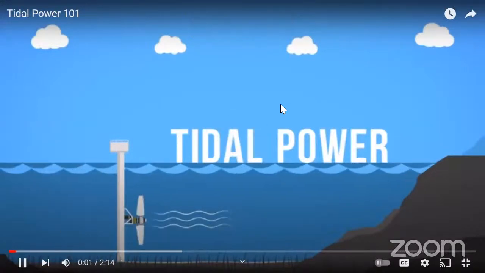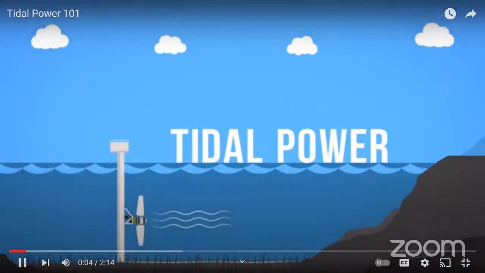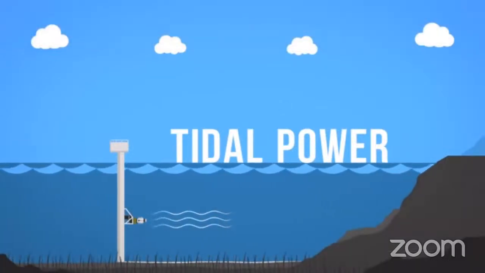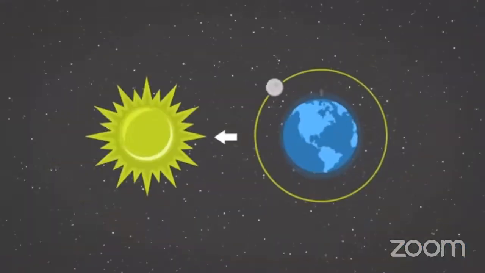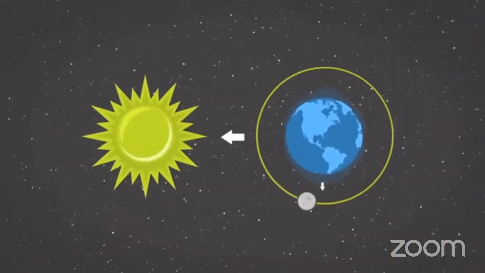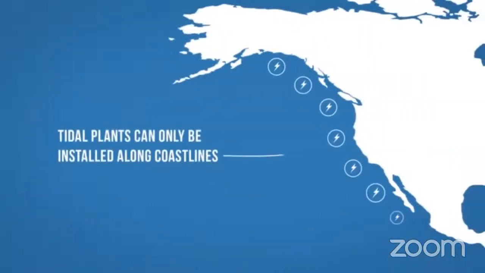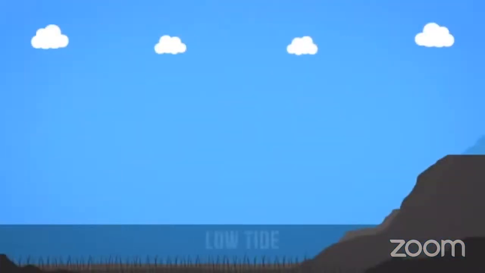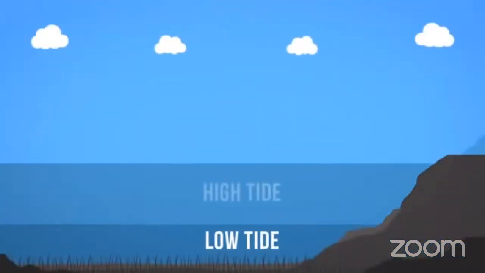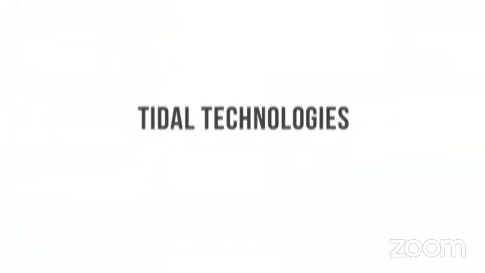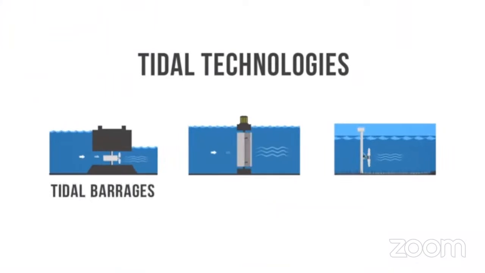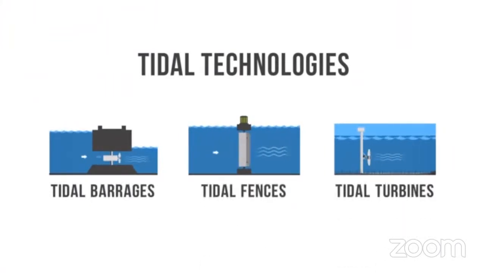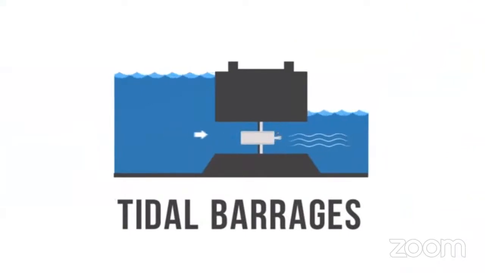Tidal power is a form of hydropower that converts the energy from the natural rise and fall of the tides into electricity. Tides are caused by the combined effects of gravitational forces exerted by the moon, the sun, and the rotation of the earth. Tidal plants can only be installed along coastlines. Coastlines often experience two high tides and two low tides on a daily basis. The difference in water levels must be at least 5 meters to produce electricity. Tidal electricity can be created from several technologies, the main ones being tidal barrages, tidal fences, and tidal turbines. Tidal barrages are the most efficient tidal energy sources.